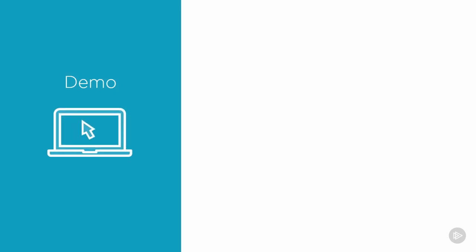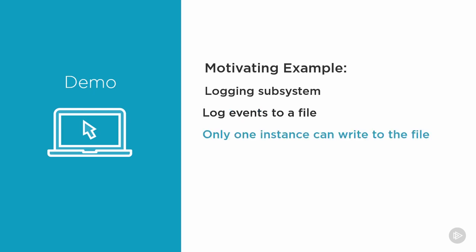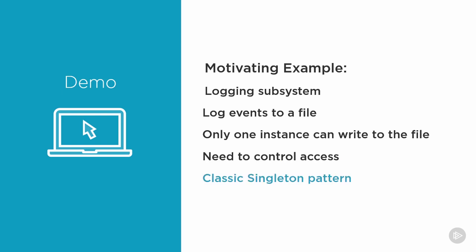For a motivating example, consider a logging subsystem for some application. Events, errors, warnings, and other messages must be logged to a file, perhaps for auditing or debugging. Well, there can be only one instance controlling the log, one place to talk to the file system, that is, and that means we need to control access.